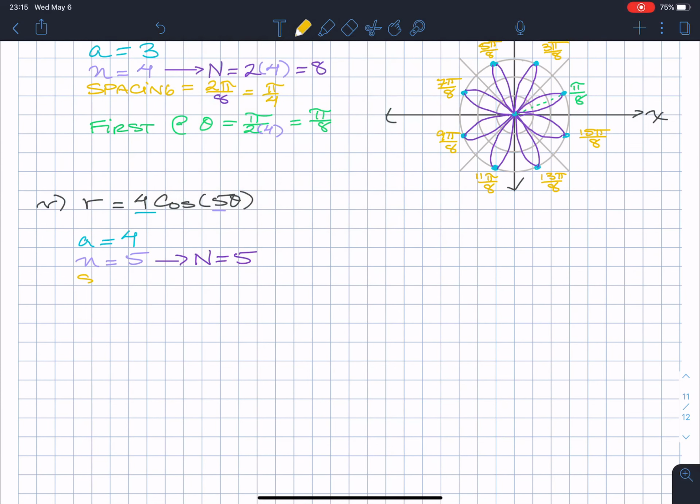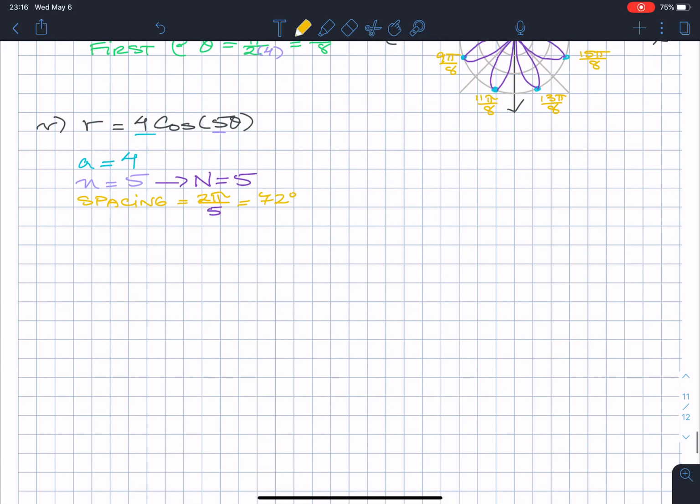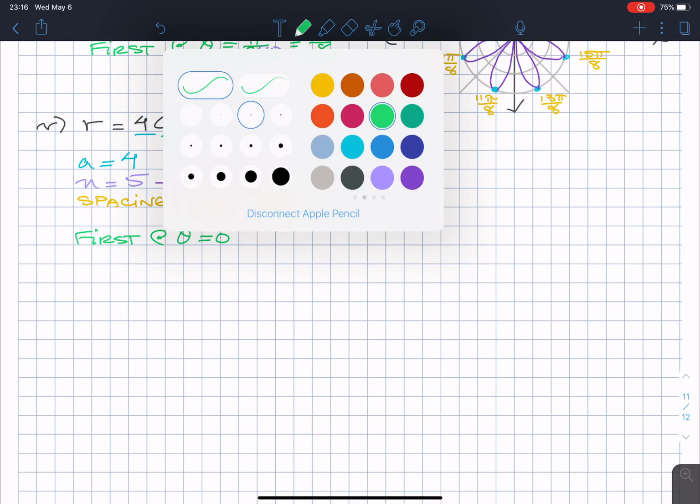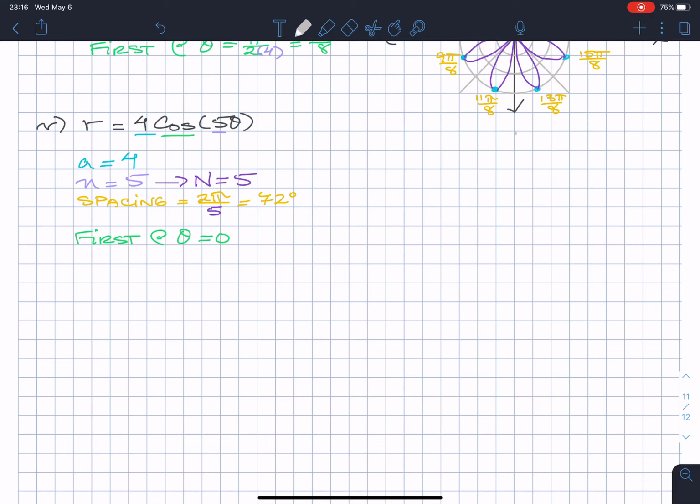So the spacing, this is interesting. What's 360 degrees divided by 5? Well, that happens to be 72 degrees. So we'll keep that in the back of our heads. And because this is cosine, thank goodness, we know that the first petal will be along theta equals 0 radians. Okay, so now we need to have 4 concentric circles.